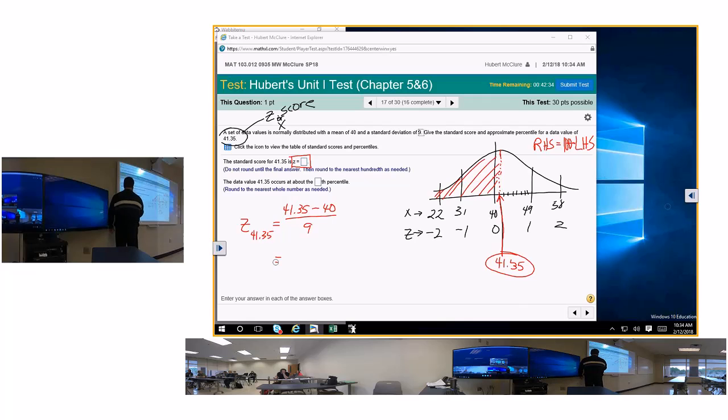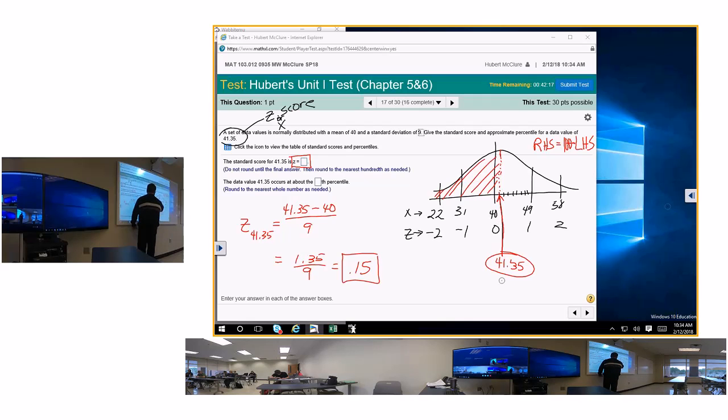So, with all that common sense, let's crank it out. So, that's going to equal 1.35 divided by 9. And somebody give me that decimal. 2 places. 0.15. There's your z-score. And yes, it's positive. And yes, it's around 0.1 or 0.2. So that checks.